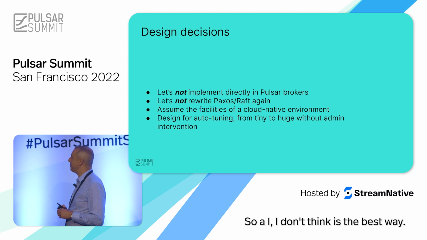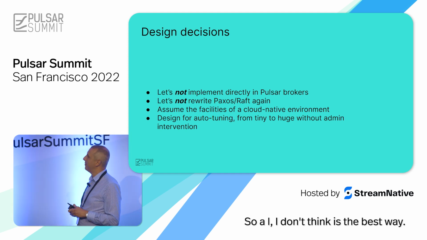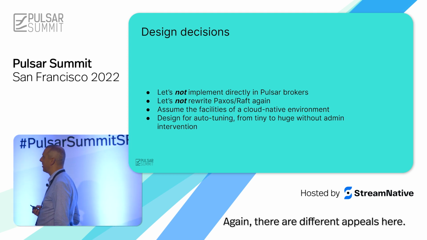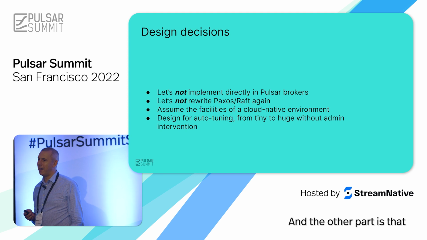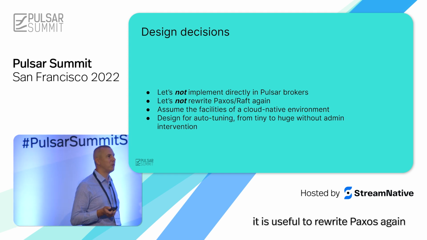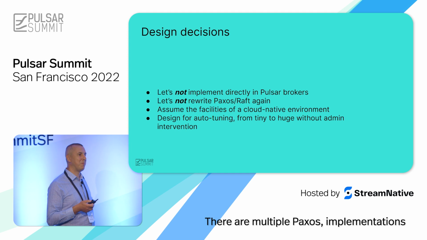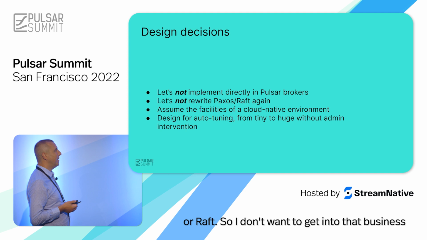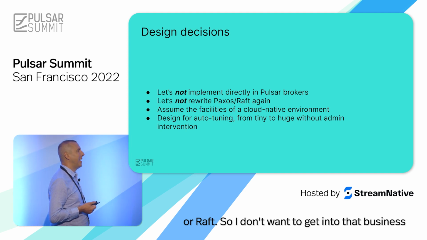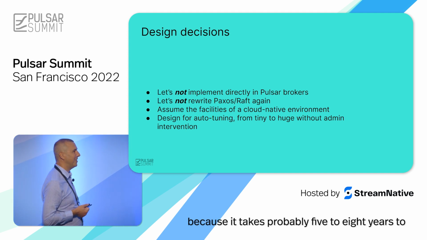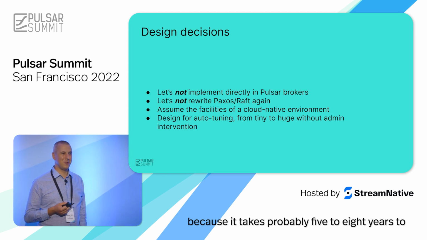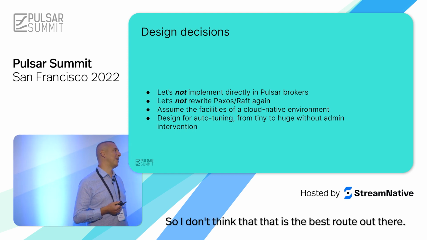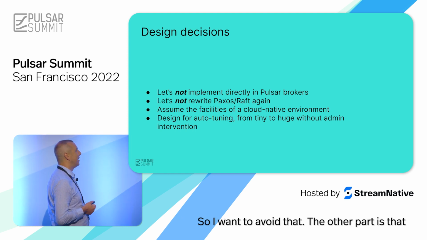So I really don't think it's the best way. Again, there are different opinions here. And the other part is that I don't think at this point in time it is useful to rewrite Paxos again. There are multiple Paxos or Raft implementations. I don't want to get into that business because it takes probably 5 to 8 years to get a stable version out that is really battle tested. So I don't think that is the best route there. I want to avoid that.